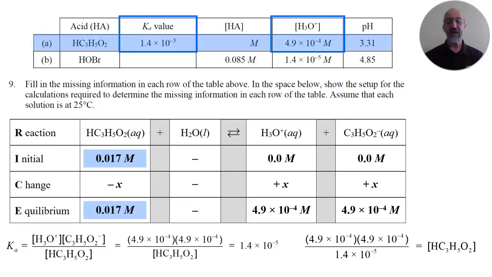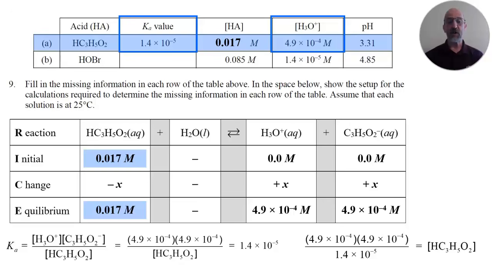In other words, if you check on your calculator, 0.017 minus 4.9 times 10 to the negative 4, when rounding off to two significant figures, you essentially get 0.017. All right, we have now filled in that missing information for part A of the table.